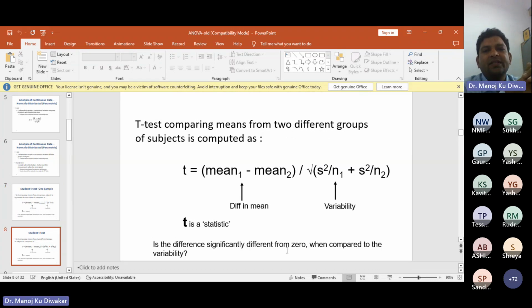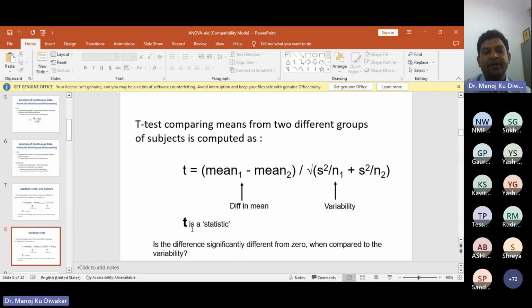Now we will talk about the t-test, comparing the mean from two different groups of subjects. Two different groups of subjects means one sample is there, another sample is there. So we are finding the differences in mean, the mean of one and the mean of two, and their variability. This is s square by n1 and this is s square by n2. This will give you the variability in these two samples, and this is called your t statistic.